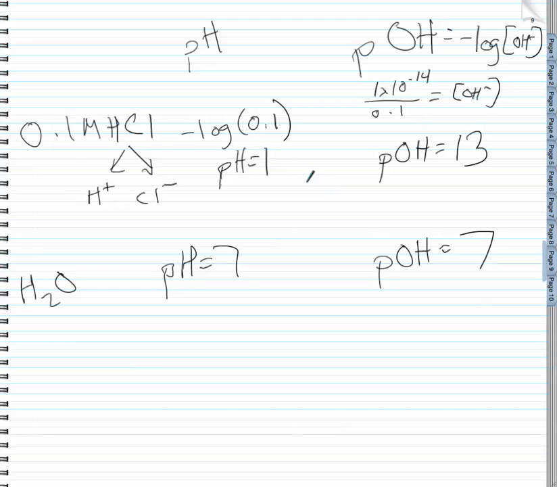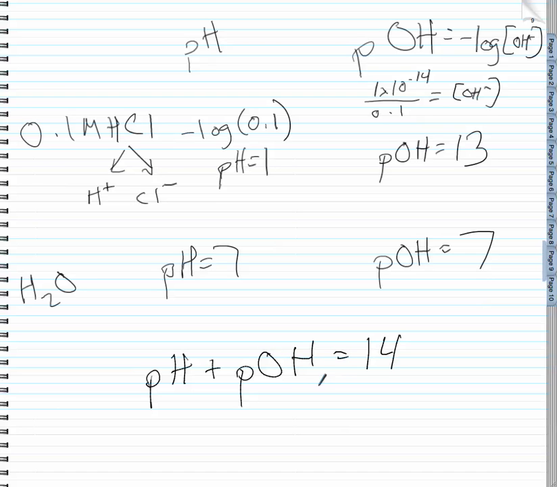Okay, and so one thing you may have noticed is that the pH for this 0.1 molar HCl solution was 1. The pH plus the pOH came out to 14, and for water, pH plus pOH came out to 14. And we're going to find out that it's always going to be true, where pH plus our pOH is going to be equal to 14.